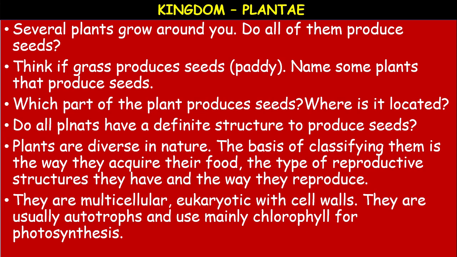All plants are multicellular, eukaryotic with cell walls. They are usually autotrophs and use mainly chlorophyll for photosynthesis. Okay, there is a green pigment present in the cells, which synthesizes the food material by a process called photosynthesis. So that's why they are autotrophic in nature. They synthesize their own food.